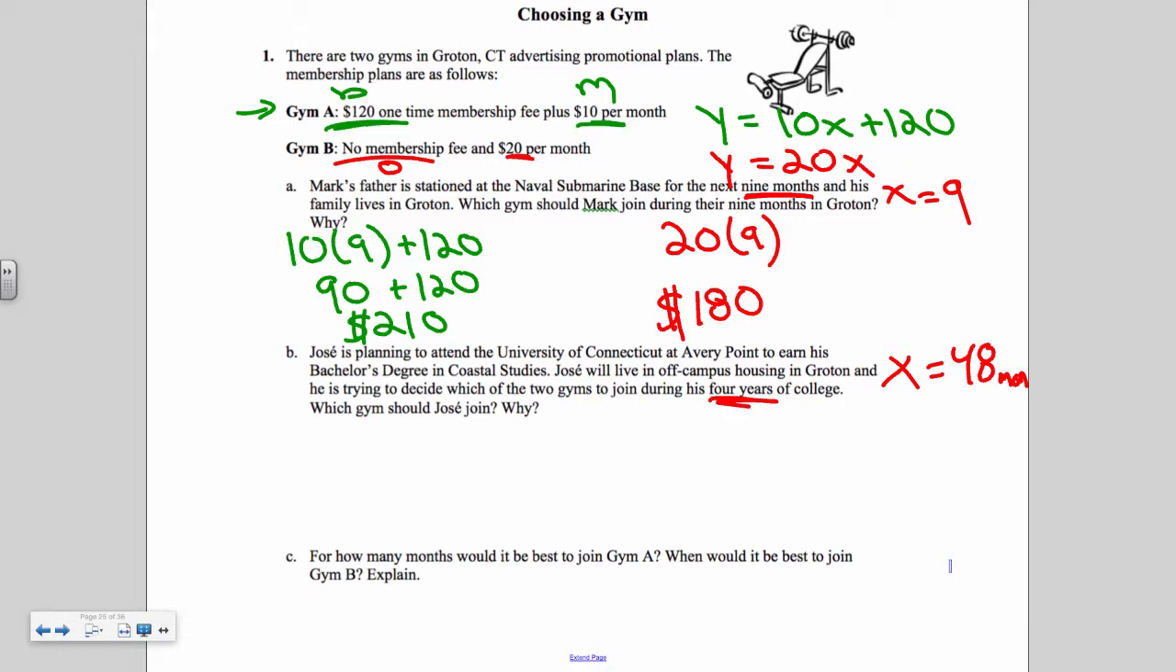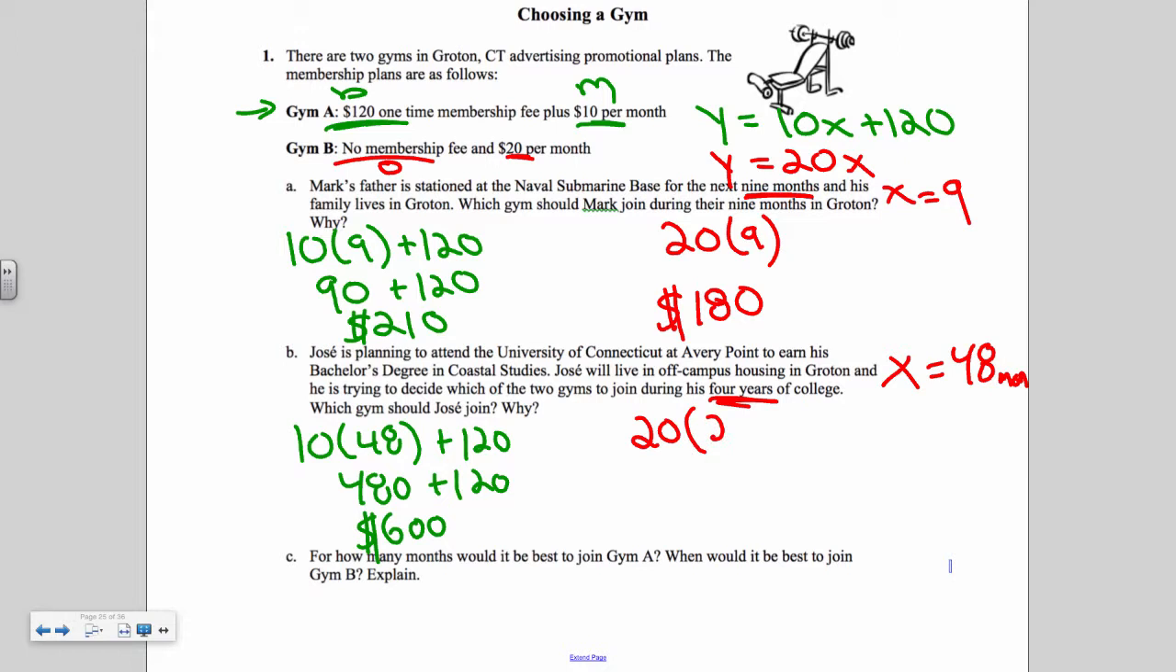So now what are the prices? Well, 10 times 48 plus 120, well, that's 480 plus 120, which is $600 for Gym A, which doesn't seem like that much. While for Gym B, it's 20 times 48, which is $960. That's a lot of money to put out for a gym membership. So I would go with Gym A. Even though it costs more in the beginning, over the long run, it's going to cost less.